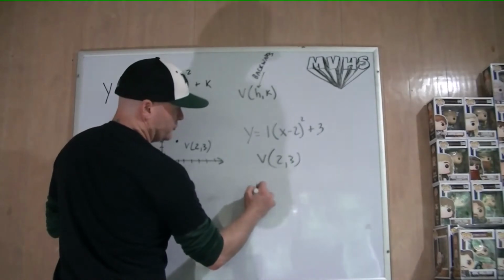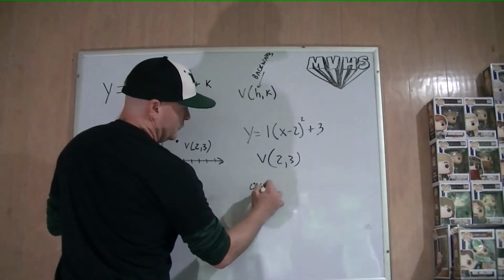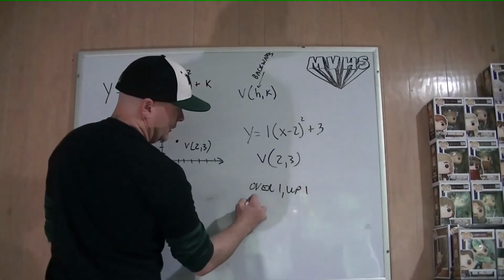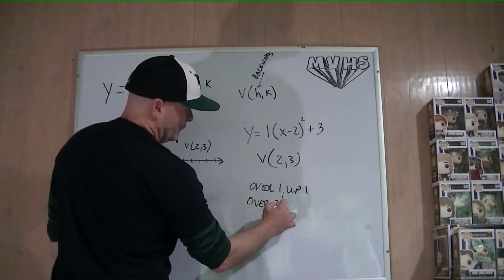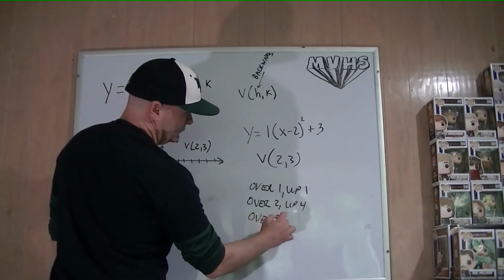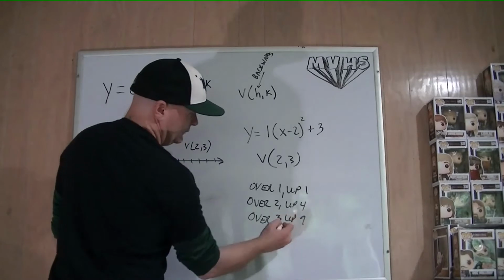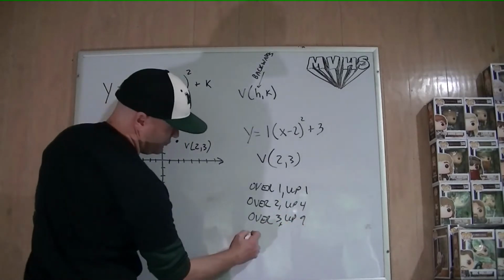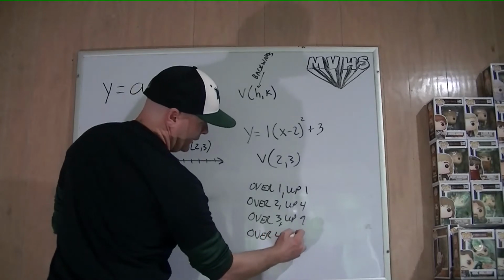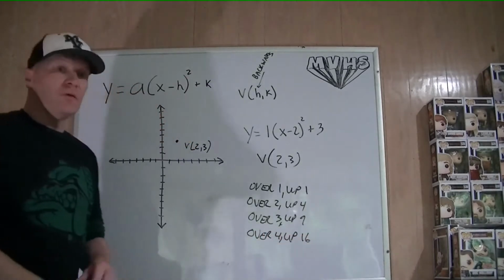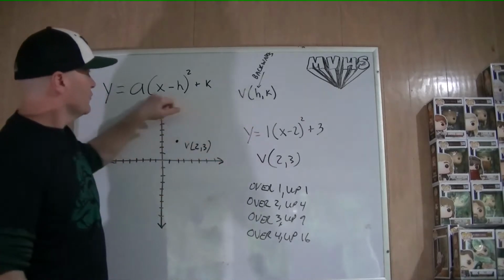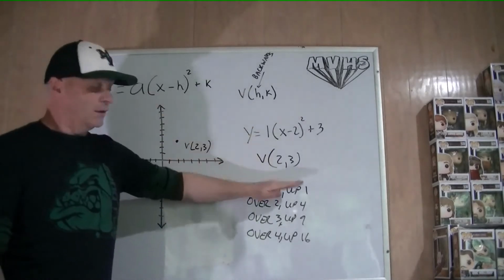The first step is we go over 1, up 1, and then over 2, up 4, over 3, up 9. We probably won't need to go this far, but just in case, we'll go over 4 and up 16. These are the steps every time, as long as there's no a. If a is just 1, we take these steps.